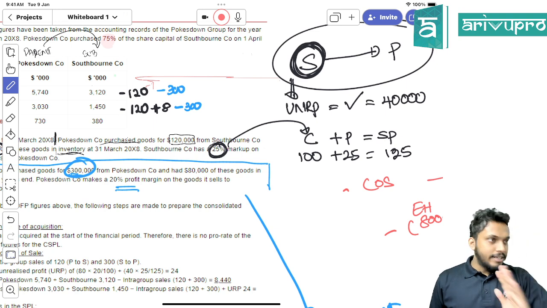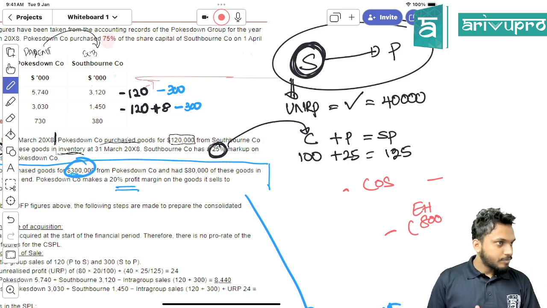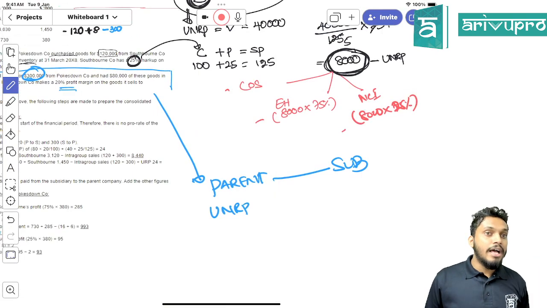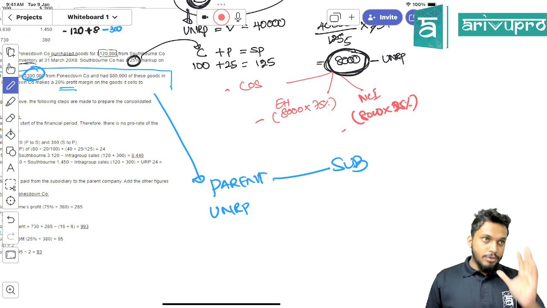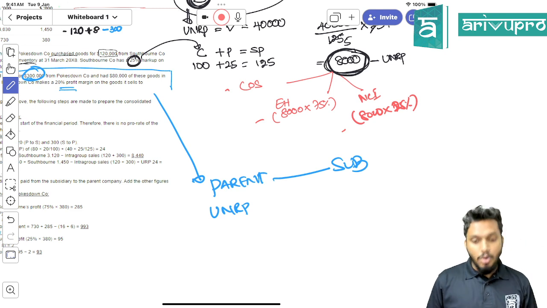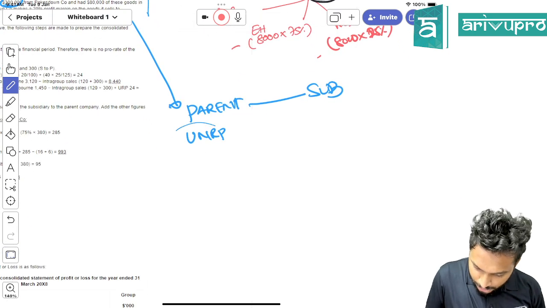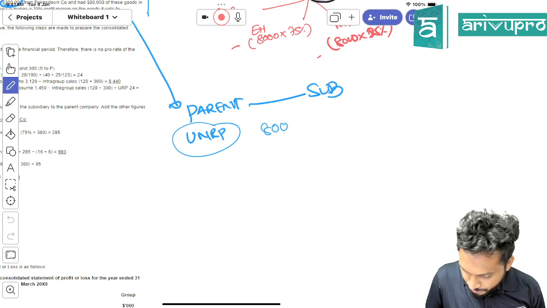Intra-group sales, deduct it. Unrealized profits to the cost of sales, add it. But unrealized profit we need to adjust when we are distributing the profits also. So keep it in mind. At the moment I can't do it because we need to finalize the accounts. So here the unrealized profits you need to calculate for 80,000.